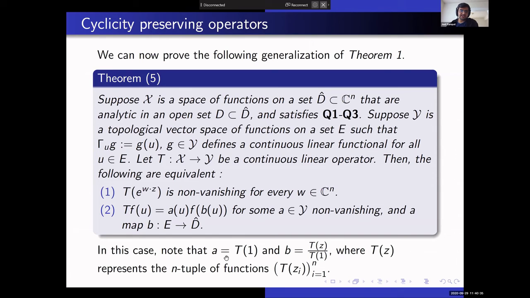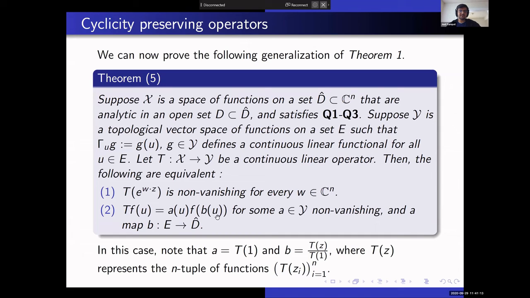It's worth pointing out that A is the image of 1. Obviously, if I plug in F equals 1, this factor just gets removed and I get A of U. So A is the image of 1 and B can be realized as the n tuple of functions T of Z1 over T1, T of Z2 over T1, and so on. So that n tuple of functions. So both A and B can be found out just from the way it's defined. We all know that.